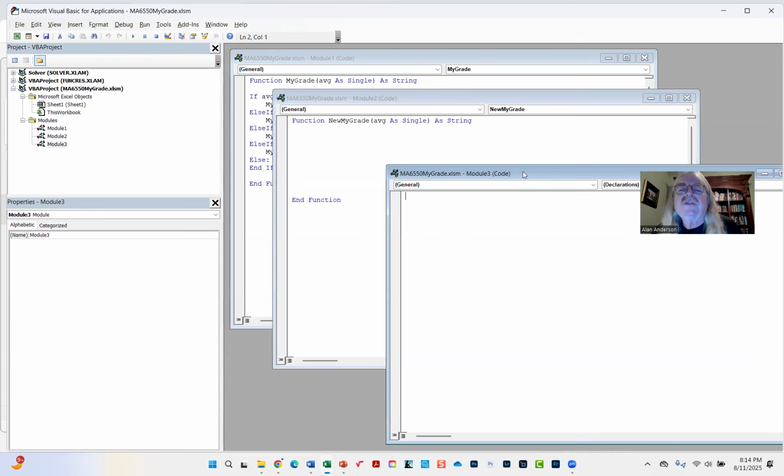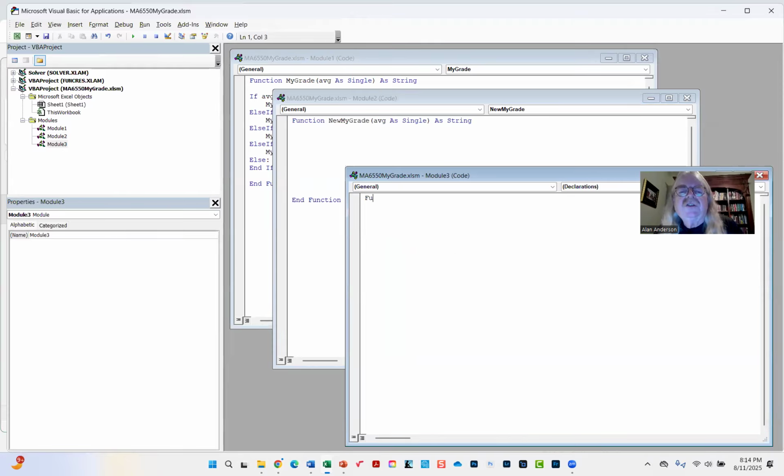But let's say you decide to create something called function new product, x as int. You notice what it did was it turns the keywords into blue. Part of the reason for doing that is to make sure you're spelling them correctly. And then it automatically provides you with the end function. And then you go ahead and type your code.